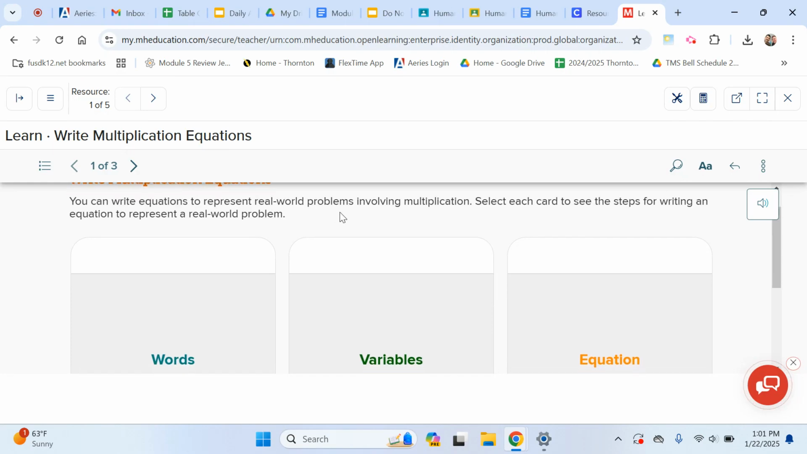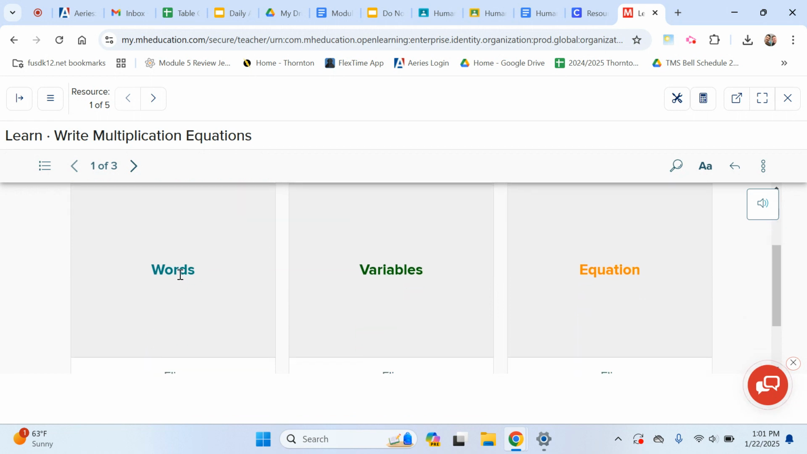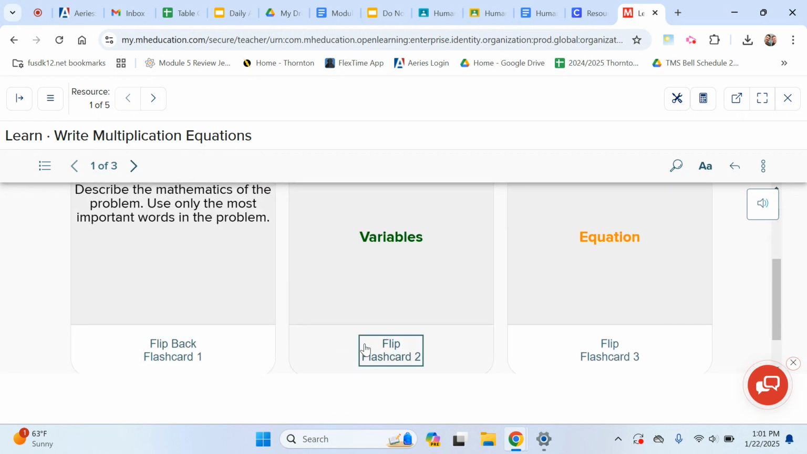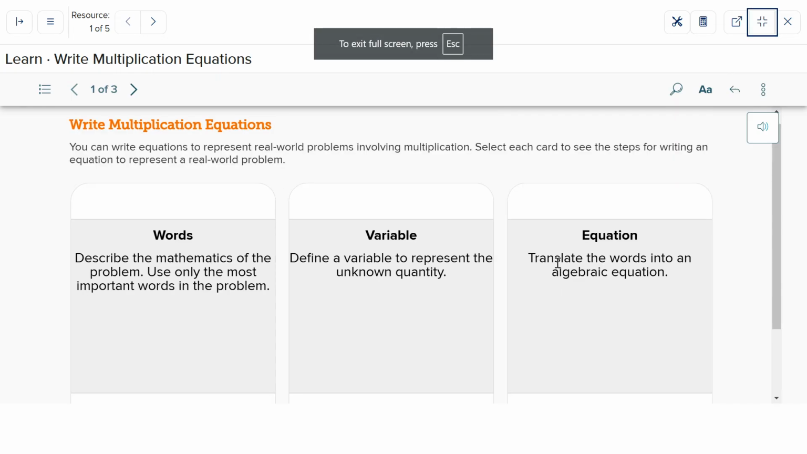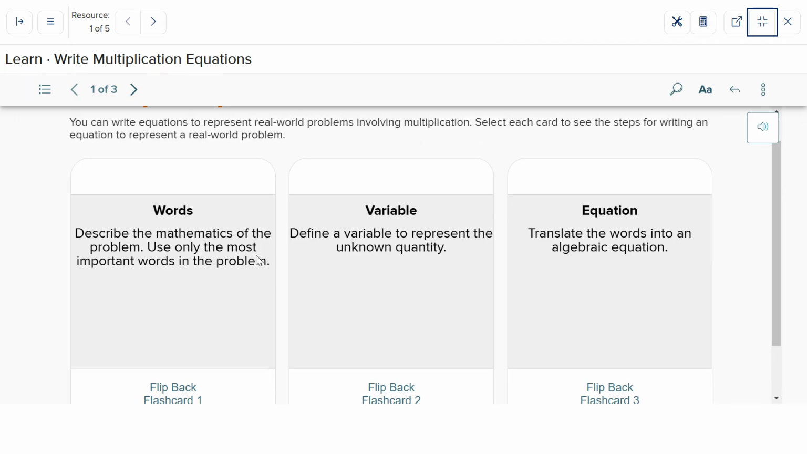You can write equations to represent real-world problems involving multiplication. Select each card to see the steps. I think in your book this is formatted as a table. Let's make this bigger. There we go. So we've got words: describe the mathematics of the problem. Use only the most important words in the problem. So that's just like figuring out what the word problem's asking you to do. Variable: define a variable to represent the unknown quantity. And then equation: translate the words into an algebraic equation.